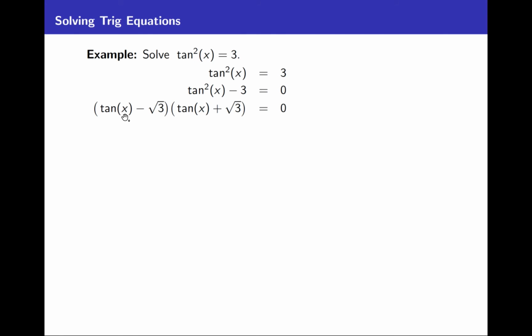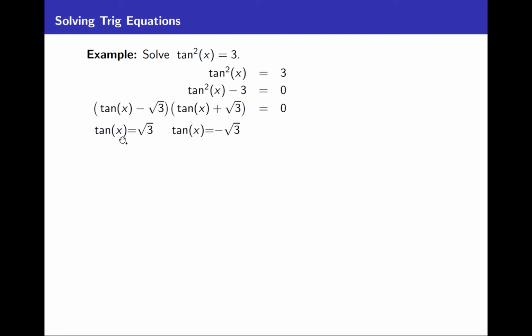First of all, think about tangent x minus square root of 3 being equal to 0. For that to happen, tangent of x would have to be equal to square root of 3. For the other factor, for tangent of x plus square root of 3 to be 0, tangent of x would have to be negative square root of 3. So from here on out, we'll pursue these two possibilities separately.